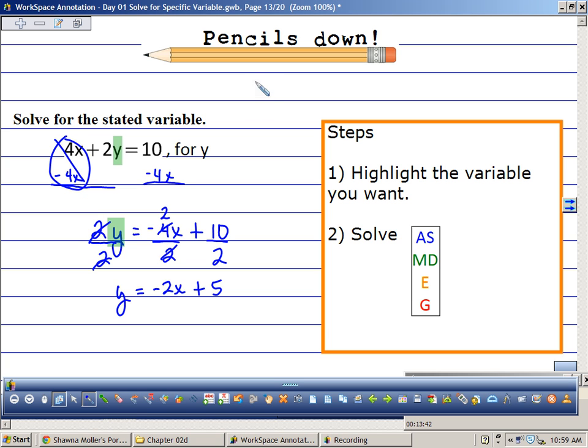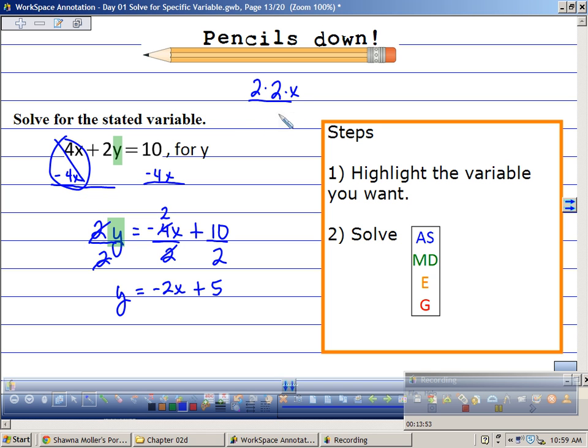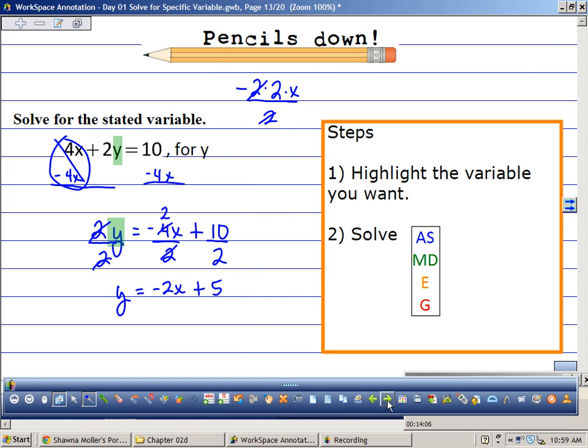Because they're being multiplied. That's like saying this factor times this factor. Please stop talking. This is a good question. Isn't this the same thing as this? Got it?